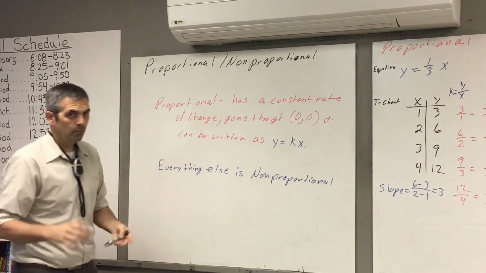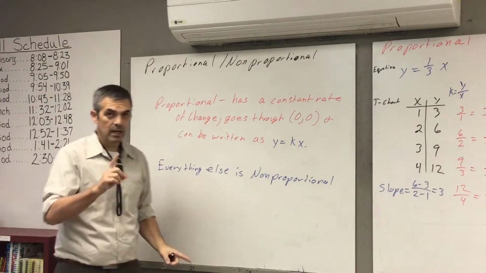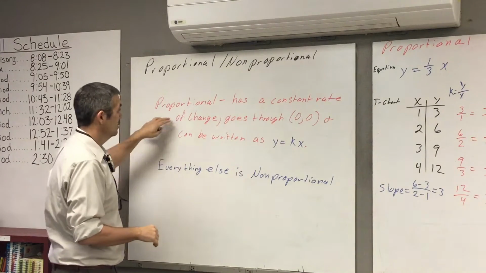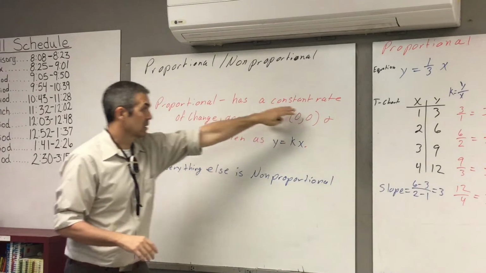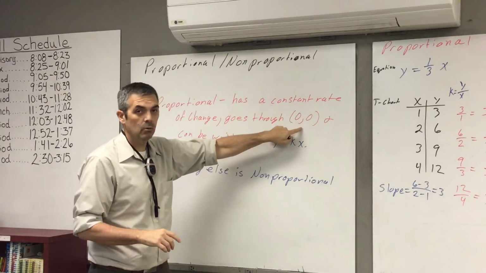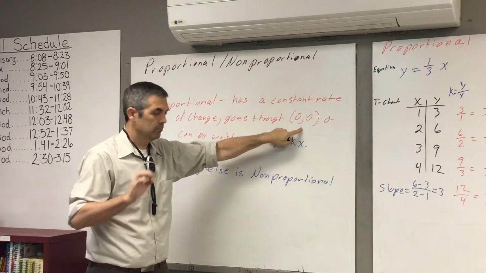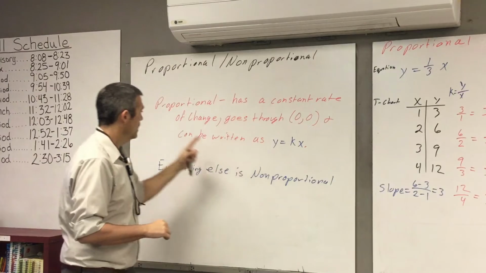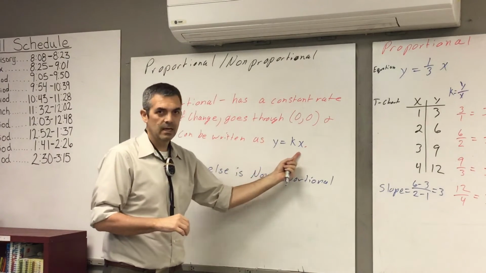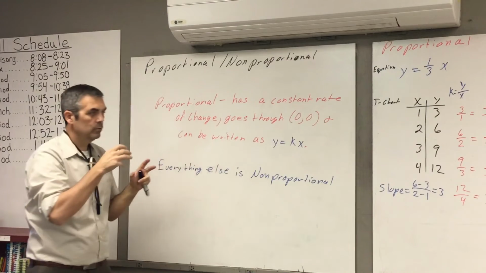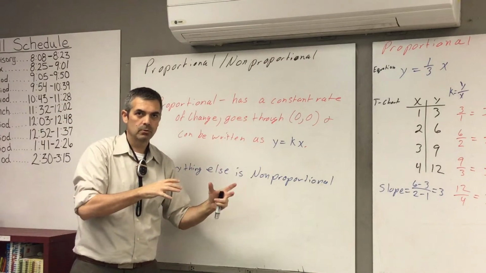If something is proportional, one, it is going to have a constant rate of change. It's going to be linear. Okay, so that's the first thing. It has a constant rate of change. It's going to go through 0, 0. That's the big key right here, right? So it's going to have a constant rate of change, it's going to go through 0, 0, and it can be written as y equals kx. So this is what you're looking for whenever you look to see if something is proportional.